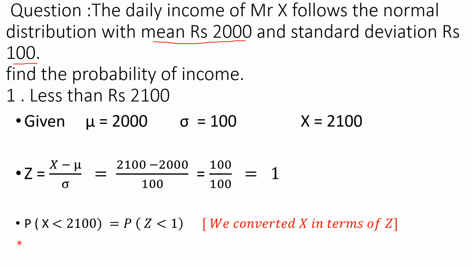So we have to calculate the probability when x is less than 2100. Taking this value of x as 2100, z calculated is 1. So we are converting this equation from x in terms of z. This comes out to be the calculation of probability when z is less than 1. So x less than 2100 means z less than 1.